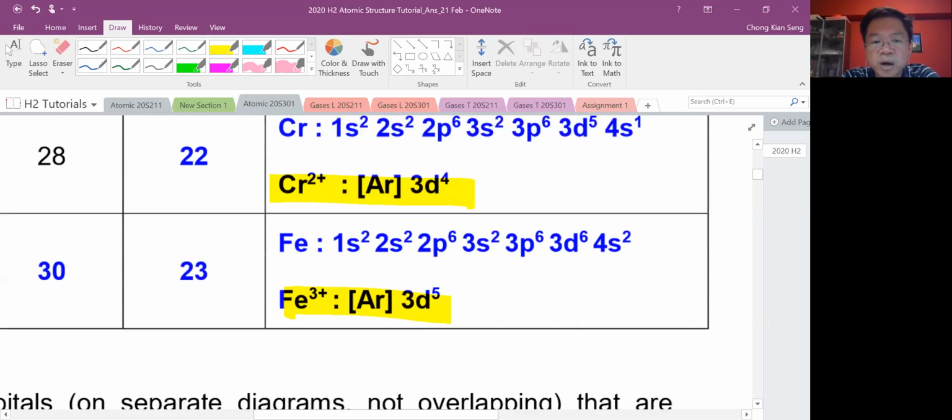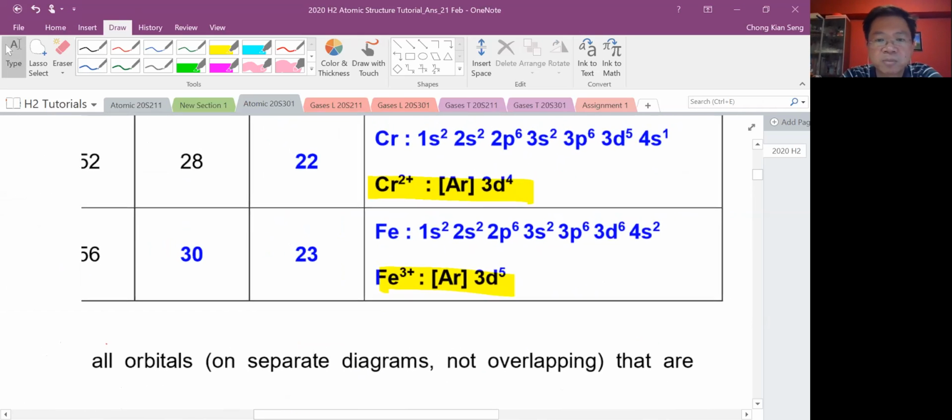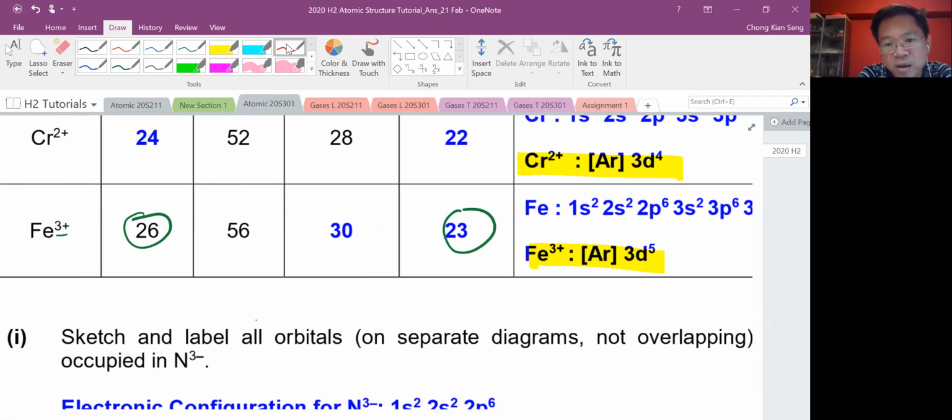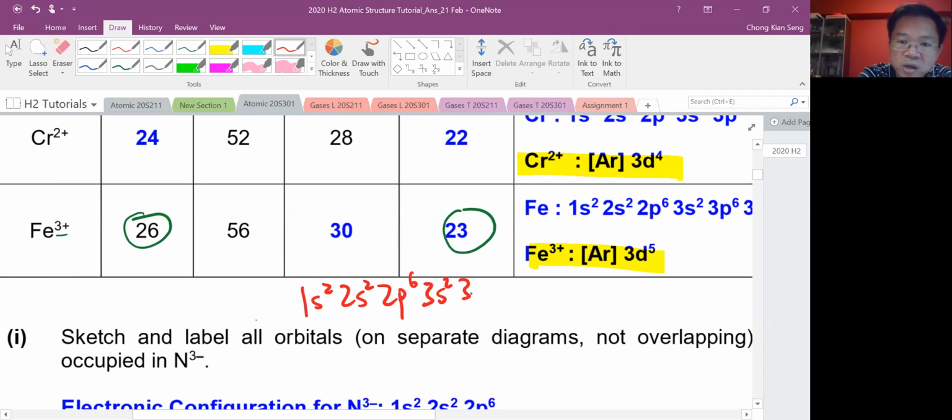All right, we first talk about iron 3+. Perhaps that is an easier example to talk about. I'm not sure how many of you actually did it in this way. Iron has 26 electrons. Minus 3, it becomes 23 electrons. Some students may fill it this way: 1s2, 2s2, 2p6, 3s2, 3p6. So this is already 18 electrons, right? And to reach 23, I need 5 more, right? And you know that we fill 4s first, right?